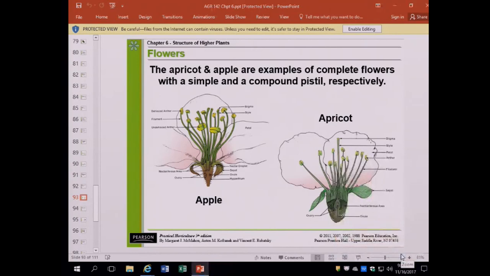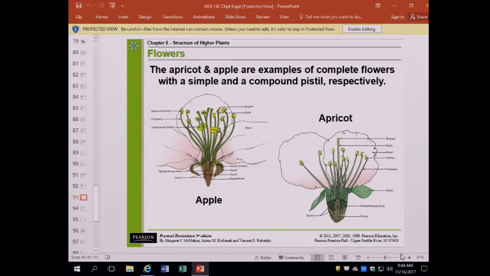Now, the basic difference that we're looking at between an apple and an apricot or a peach flower is the number of stigma that exists. You've got 5 stigma in the apple. You've got a single stigma in that stone fruit or the apricot or the peach. So that's the basic difference that we're looking at.